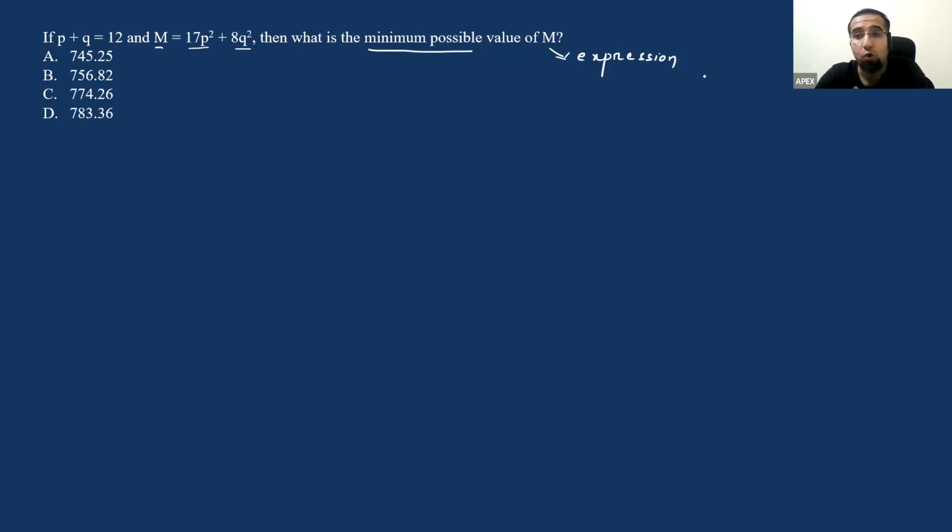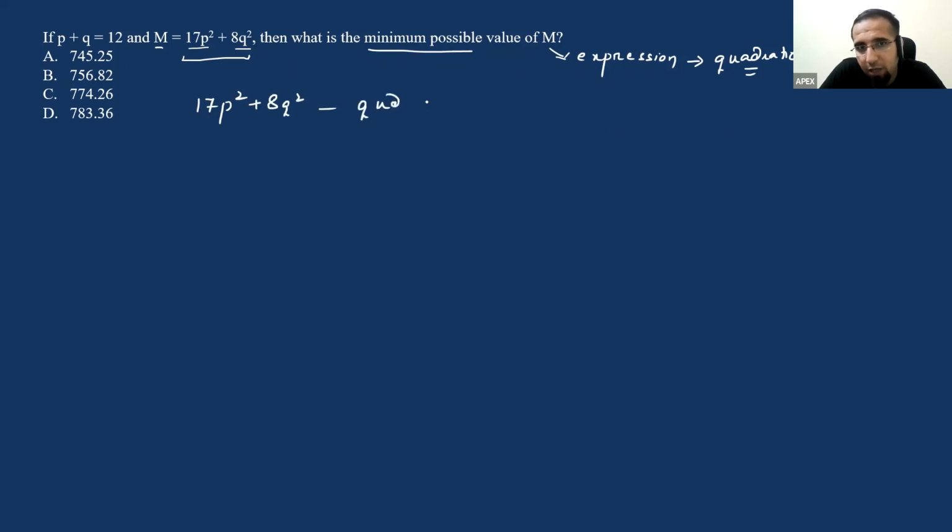We only know to calculate the maxima or minima of a quadratic expression. So which means I need to convert 17P square plus 8Q square into a quadratic equation, which means I need to convert this into an equation of one variable. Clear? So now let me write P is equal to 12 minus Q.